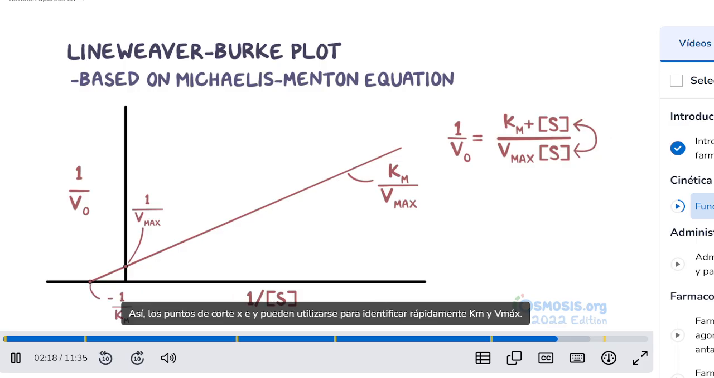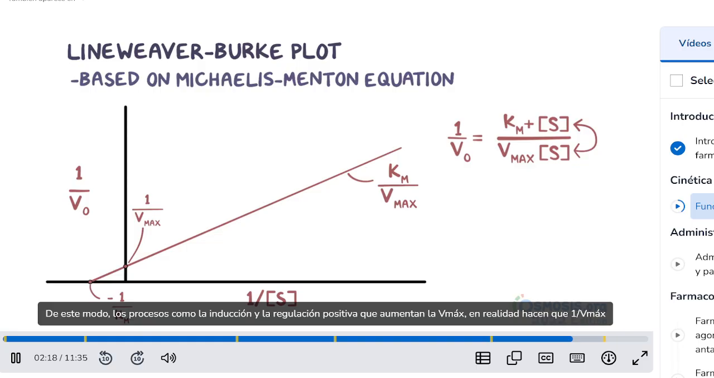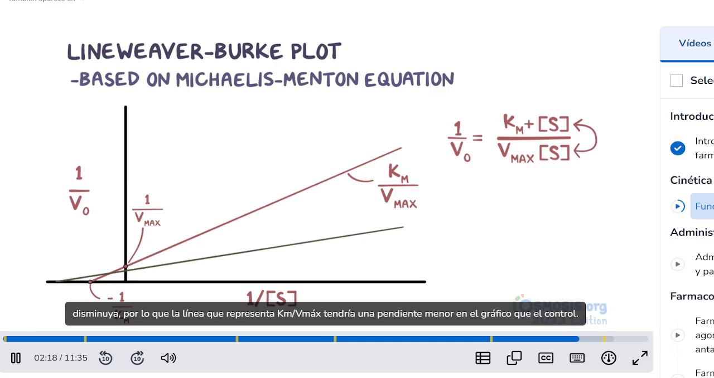Therefore, the x and y-intercepts can be used to quickly identify Km and Vmax. The only trick is that, much like our reciprocal equation, now everything is upside down. So processes like induction and upregulation, which increase the Vmax, actually cause 1 over Vmax to decrease. So the line representing Km over Vmax would slope lower on the graph than the control.